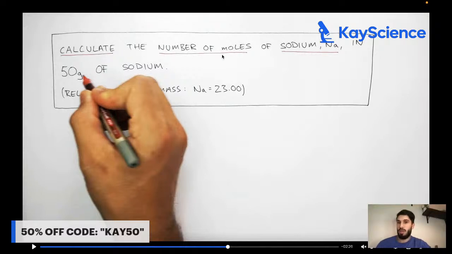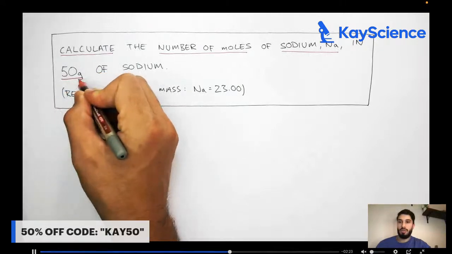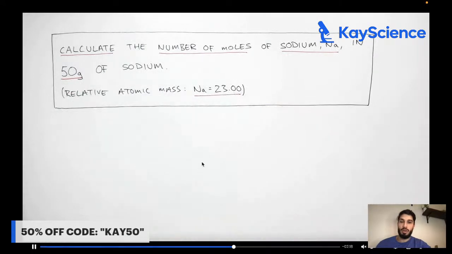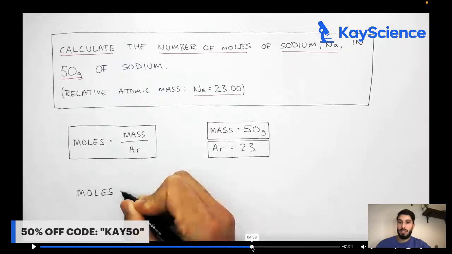So your answer is going to be the number of moles. What we're calculating is the number of moles of sodium in 50 grams of sodium. We've been given the AR of sodium, 23. So we write out the equation: moles equals mass divided by AR. We then write out the information for each thing that we're working out. So the mass is 50 grams and the AR is 23.